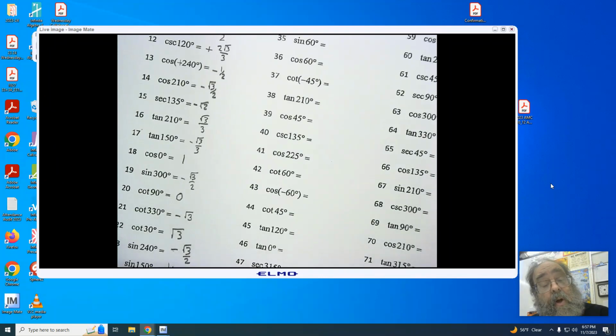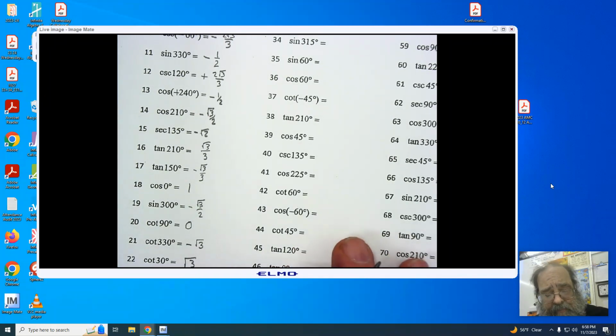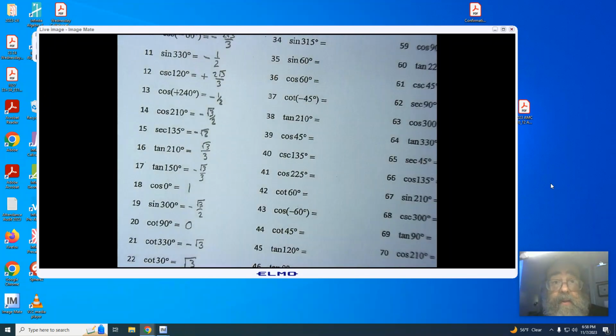This is how it goes, over and over and over again. Tomorrow, or on Thursday when I see you, you'll be doing more of these. This is the main part of what we need. Without the ratios, we can't graph, and this is what we're trying to get to.